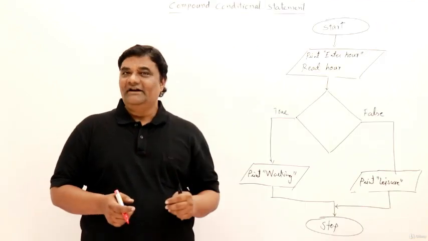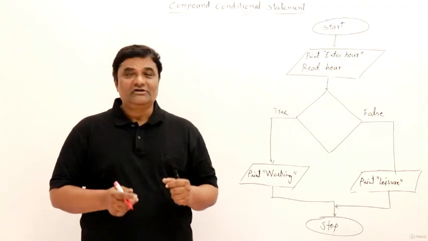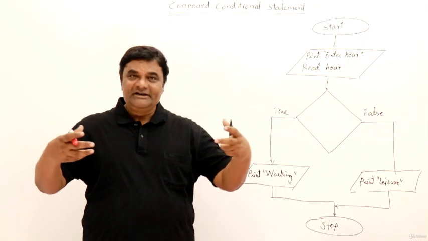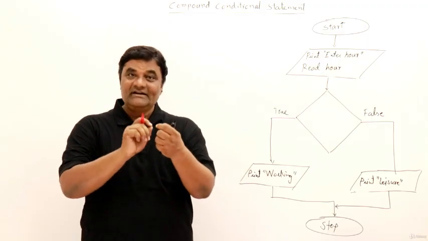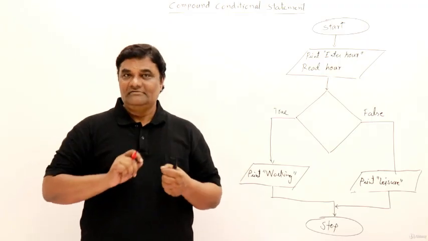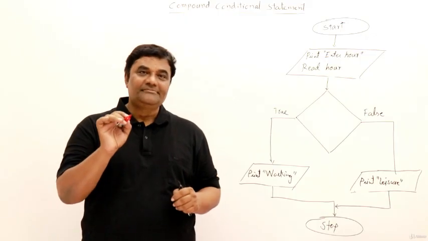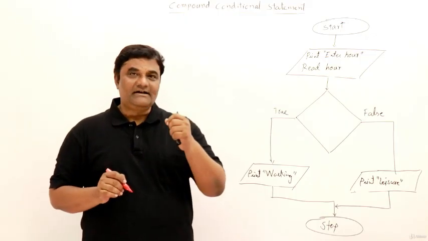In the previous video, we learned about logical operators. Logical operators are used for writing compound conditional statements. We can combine more than one conditional statement by using and, or. Let's take an example, write a compound conditional statement and write a program on that. So what is the example here?